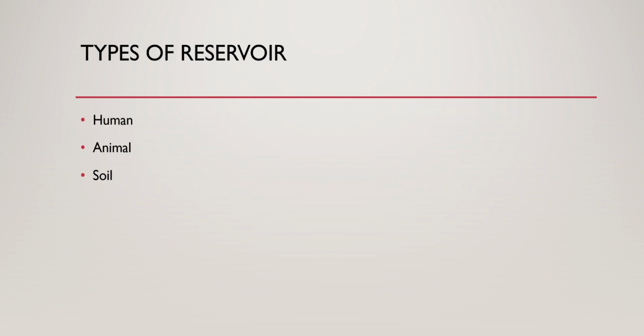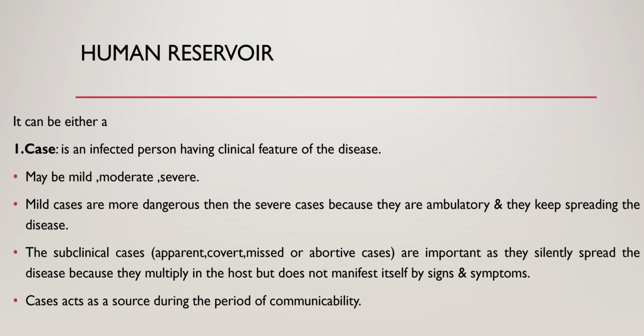Then, types of reservoir. It can be a human reservoir, animal reservoir, or soil reservoir. In a human reservoir, it can be either a case or a carrier. First, we will look into the case. What is a case? A case is an infected person having clinical features of the disease. It may be a mild, moderate, or severe case.